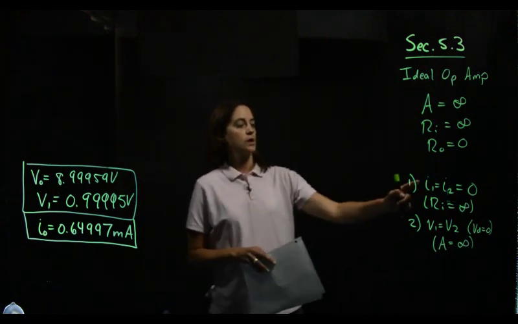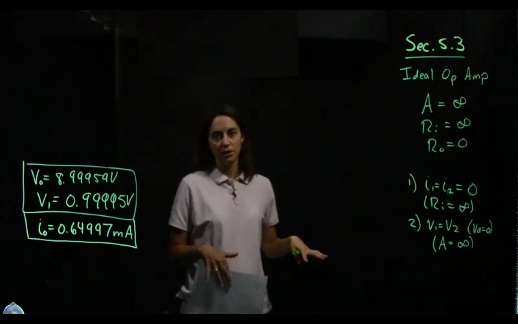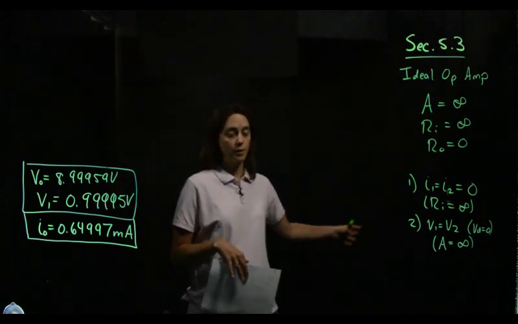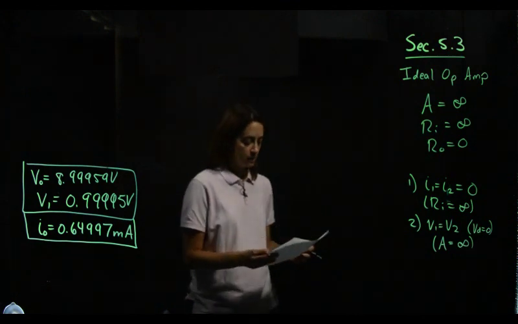One thing I want to note, we're saying that the currents into the op-amp are 0. That does not mean the current coming out is 0. So do not ever assume that IO, the output current, is 0. You cannot assume that. This is just for the inputs.